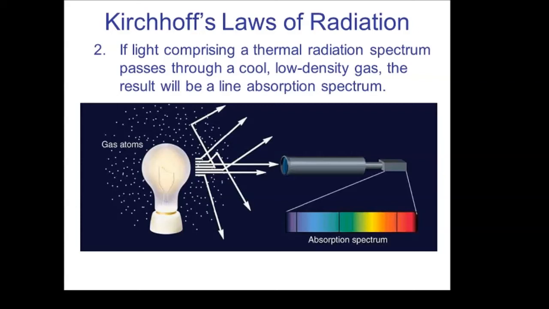So you have to have a thermal radiation spectrum to begin with, and then when that thermal radiation spectrum passes through a gas of some kind, wavelengths get taken away. That's what line absorption is.